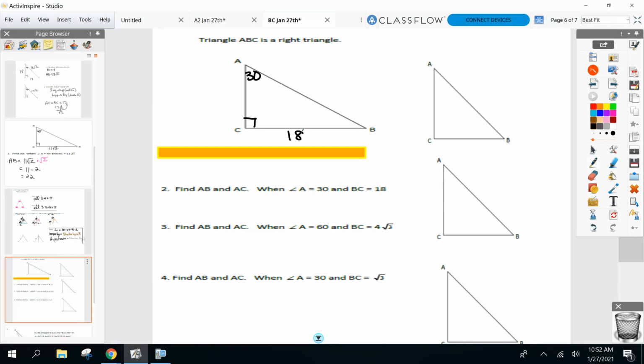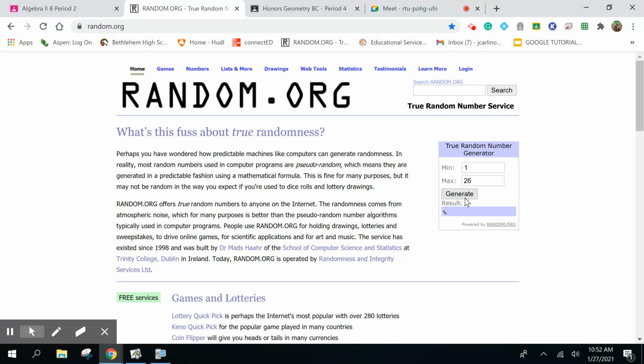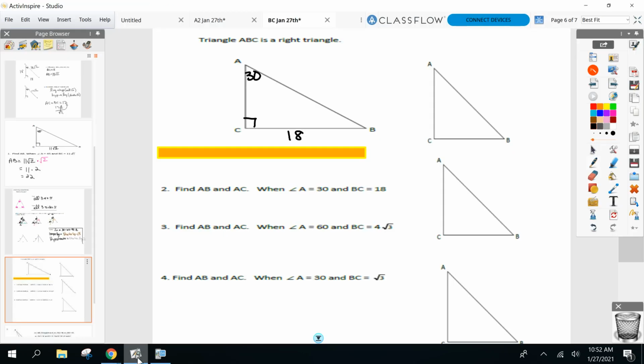All right, for my first question, I can see I gave you a leg. Which leg did I give you? Is 18 the longer leg or the shorter leg? Look where it's across from. 18, shorter or longer leg? Let's roll, Maeve. Shorter or longer? Shorter. Shorter leg I gave you, Maeve.